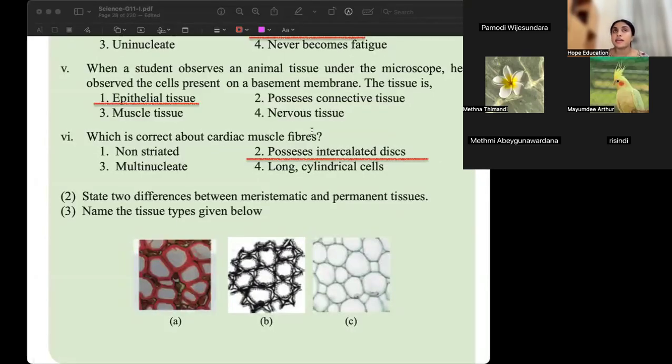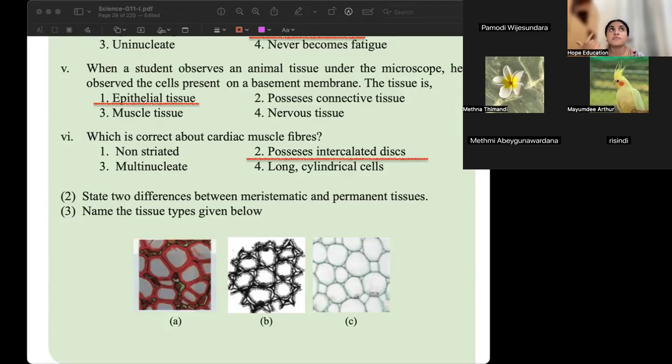If you take the meristematic tissue, you remember there was a distinct nucleus. But in permanent tissues, the cells mostly don't have a large nucleus in the middle. If you remember, the nucleus was in the periphery. So you can write that as well: meristematic tissues have a distinct nucleus. In permanent tissues, the nucleus is in the periphery.